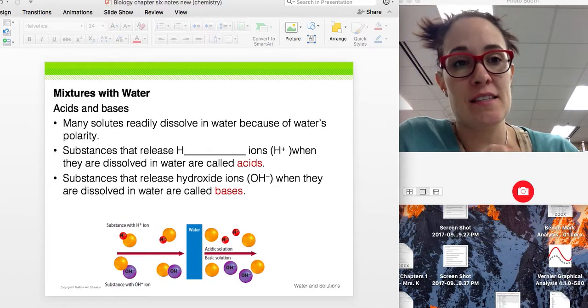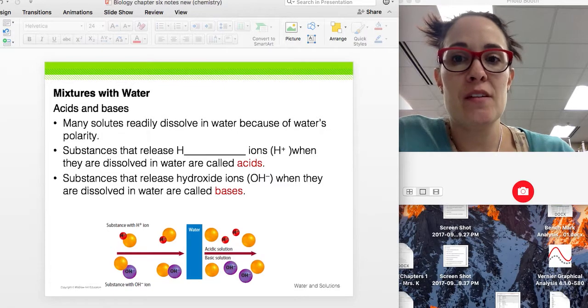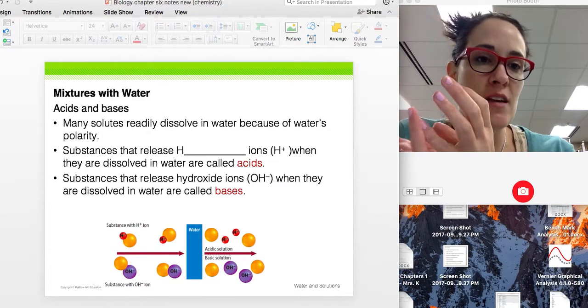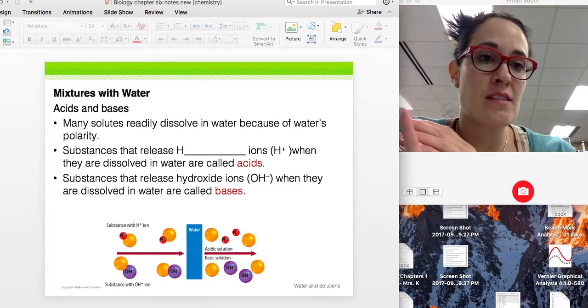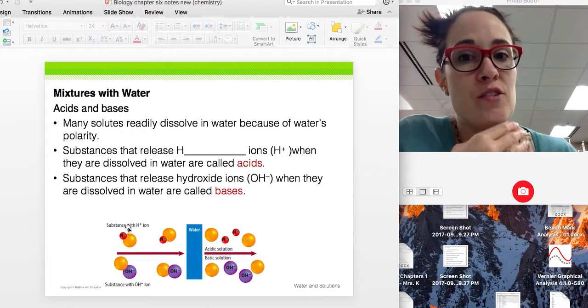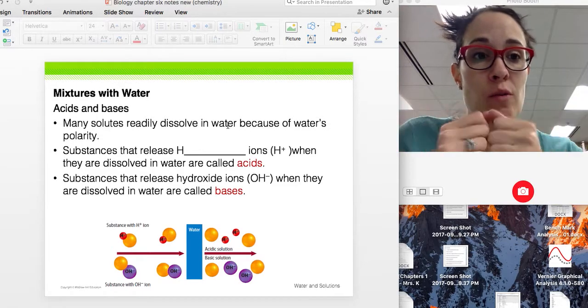Acids and bases. So we're going to talk about pH here, the pH scale. So we add solutes, things like sugar or salt, to water. The reason why things like that dissolve in water has to do with water being polar. The polar water will pull things apart.